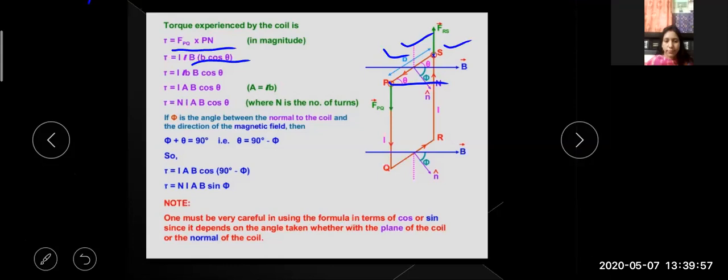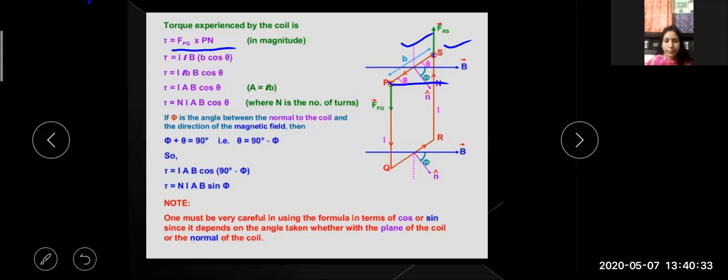So we know that L into b is A, where A is the area of the coil. Right? We can write torque equal to ILb B cos theta, or torque equal to I A B cos theta, where A equals L into b. If N is the number of turns in the coil, the torque experienced by the coil is torque equal to N I A B cos theta. Right?